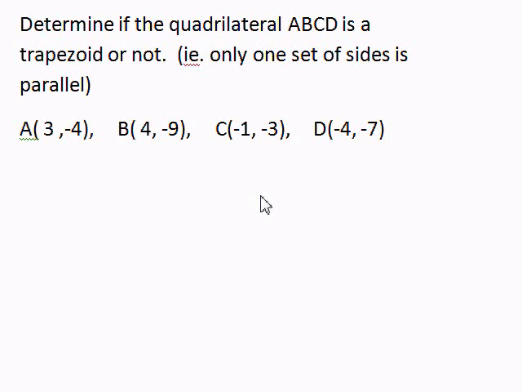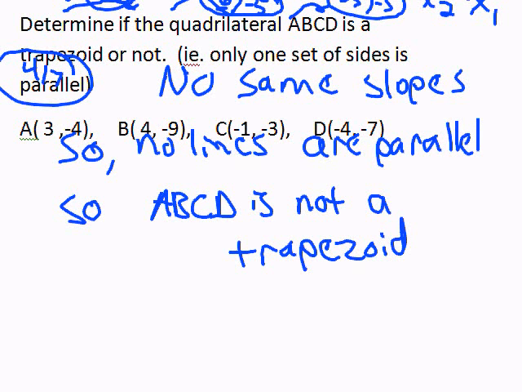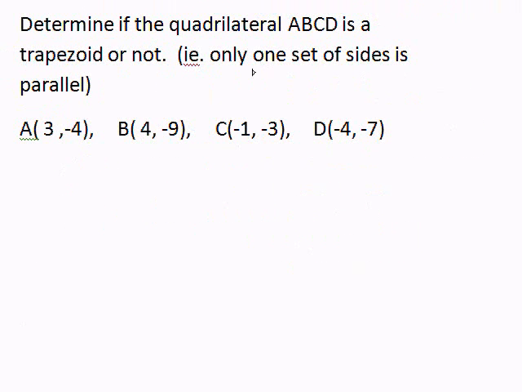Let's go and take a look at this problem. It says determine if the quadrilateral ABCD is a trapezoid or not. The property that's important for this problem is that in order to be a trapezoid, only one set of sides is parallel. If you remember, parallel means that they have the same slope. And all we're given are a series of points.